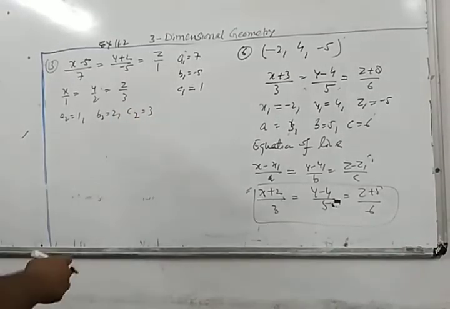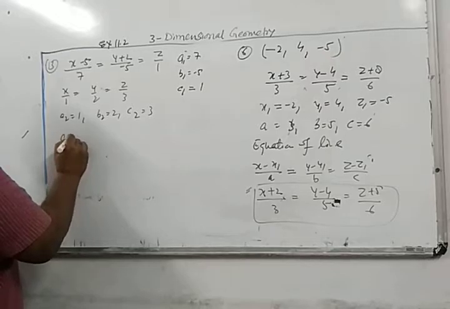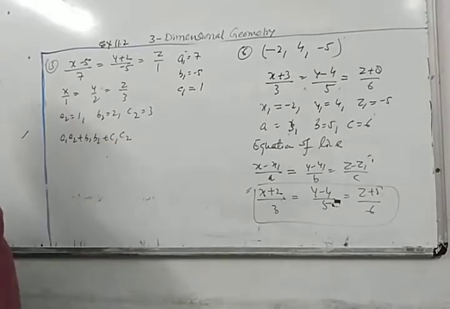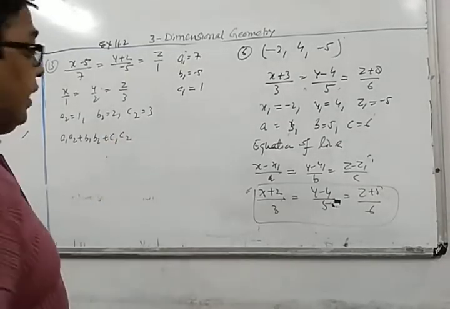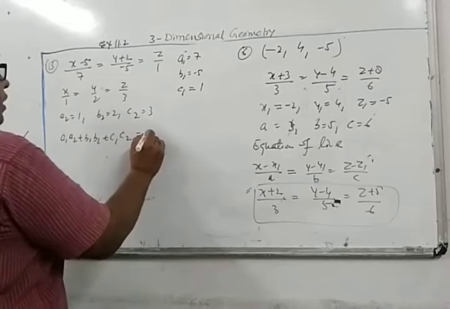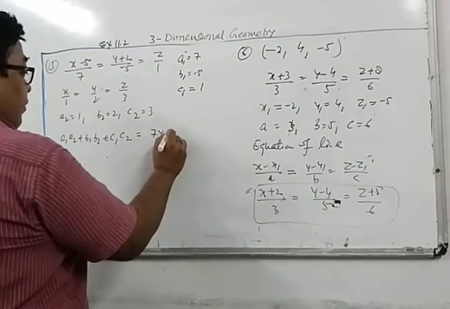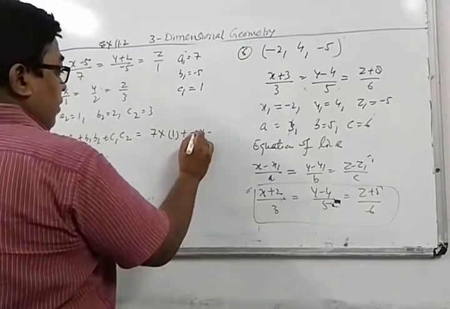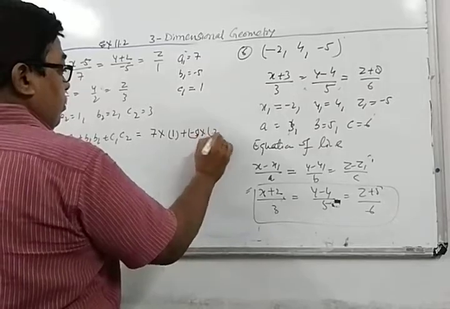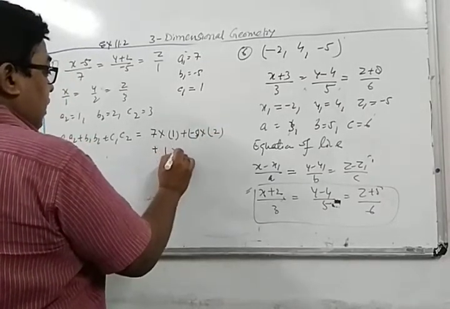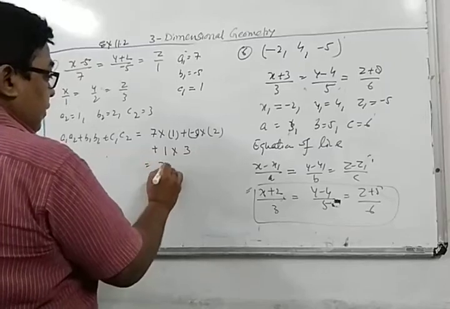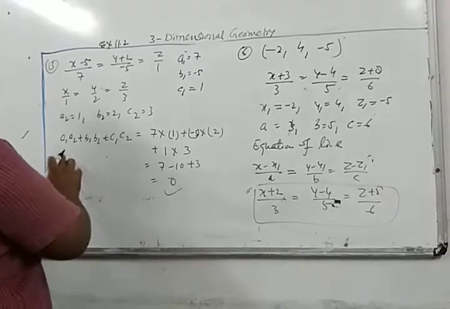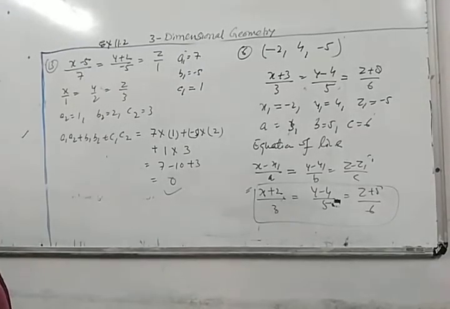For the condition of perpendicularity, A1A2 plus B1B2 plus C1C2 is equal to 0. If it is equal to 0, then we can say that it is perpendicular. So A1 is 7 and A2 is 1, B1 is minus 5 and B2 is 2, and C1 is 1 and C2 is 3. 7 minus 10 plus 3 is finally 0. This shows that the value of A1A2 plus B1B2 plus C1C2 is equal to 0.